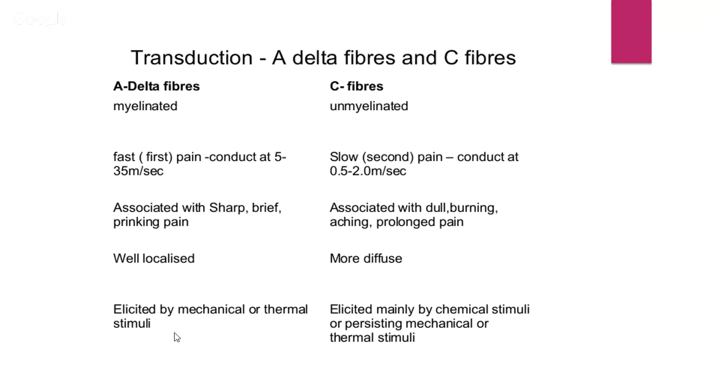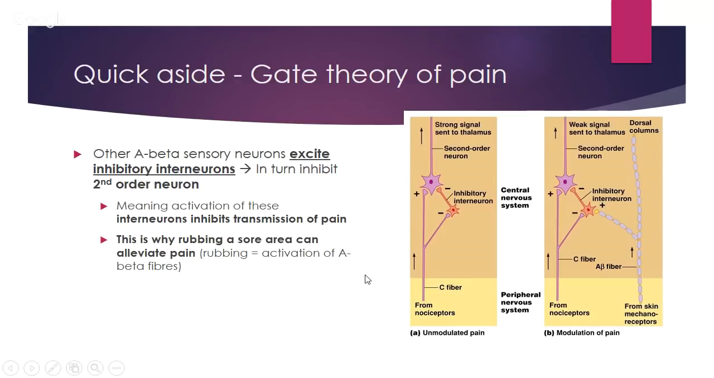Transduction, cool, that's summarized again. So again, associated with sharp, brief pain for A delta fibers, and then dull burning pain for C fibers, well localized and more diffuse pain.